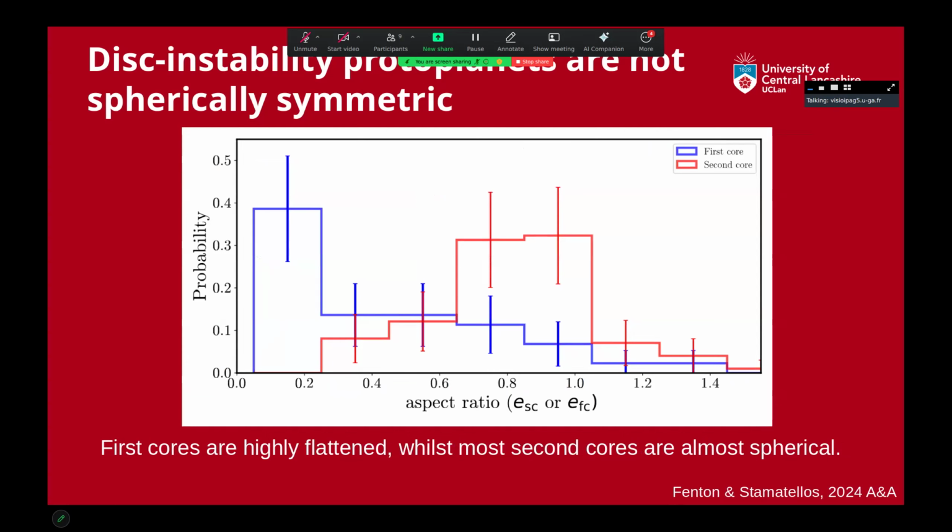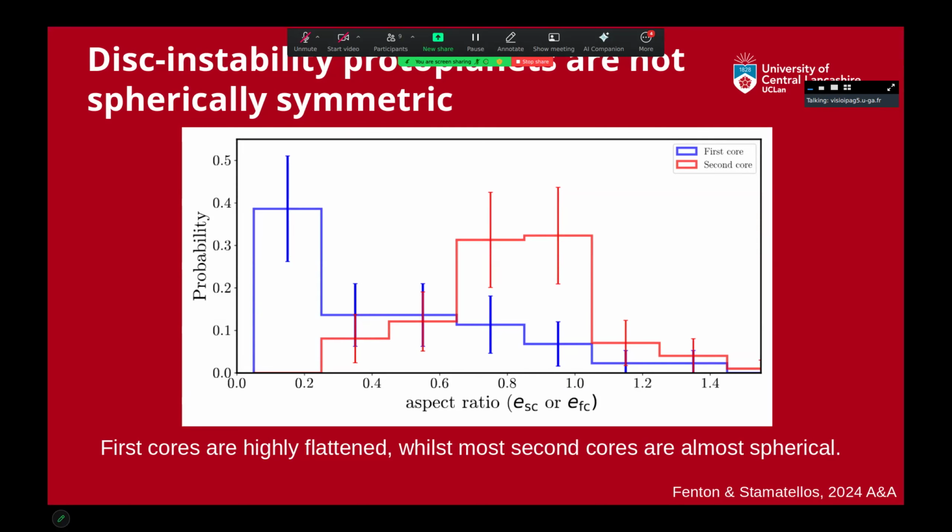One of the results that they also found from their work is that the first cores that I mentioned tend to be highly flattened, whereas the second cores tend to be almost spherical. So there's a histogram here showing how likely it is for a first core in blue or second core in red to have a given aspect ratio, with the far left towards 0 being highly flattened, and around 1 being perfectly spherical here.